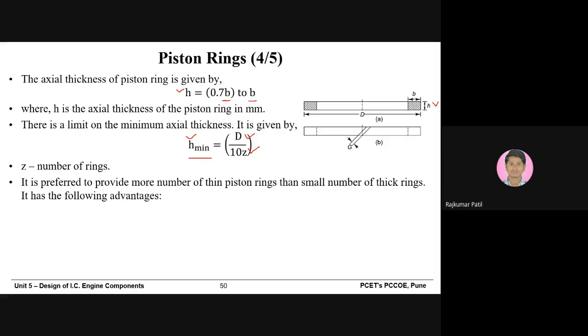Then it is preferred to provide more number of thin piston rings than a small number of thick rings. It has the following advantage, because the height of the piston is limited, so we have two options. We can provide thin rings in large quantities or thick rings in small quantities, but it is better to use thin piston rings because of these advantages.